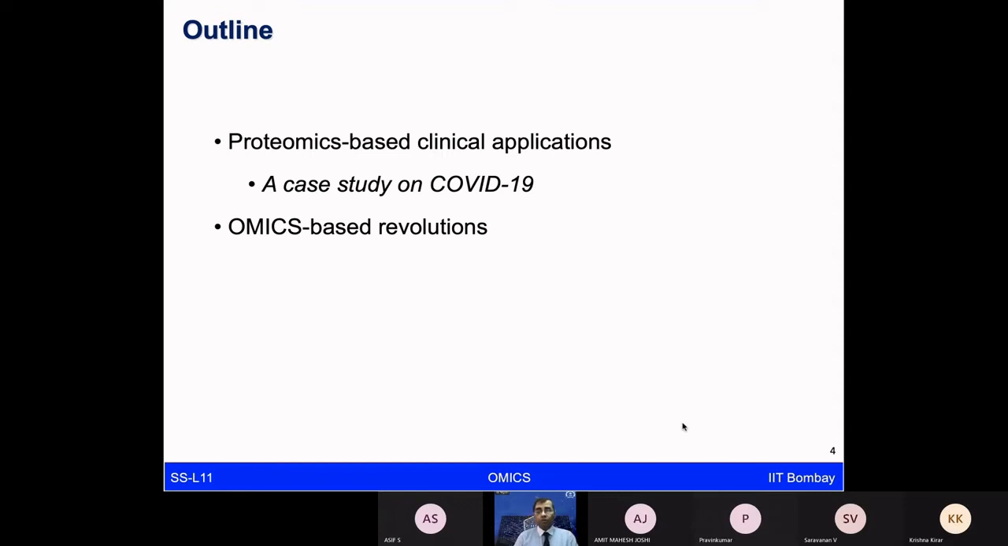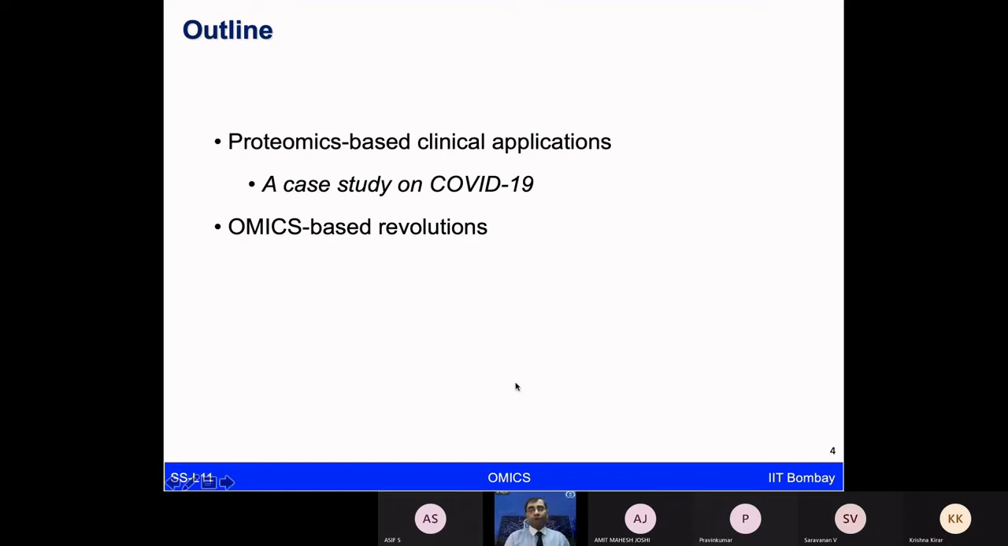My lab is also working on COVID-19 proteomics projects in collaboration with clinicians from Kasturba Hospital, Nair Hospital and the Sion Hospital in Mumbai, where we are collecting patients' clinical samples and trying to investigate in different ways what clues we can identify to understand this disease better, and also probably provide some better prognostic markers as well as therapeutic targets.